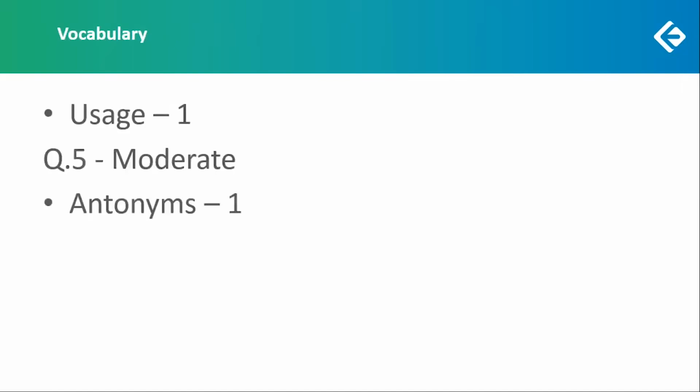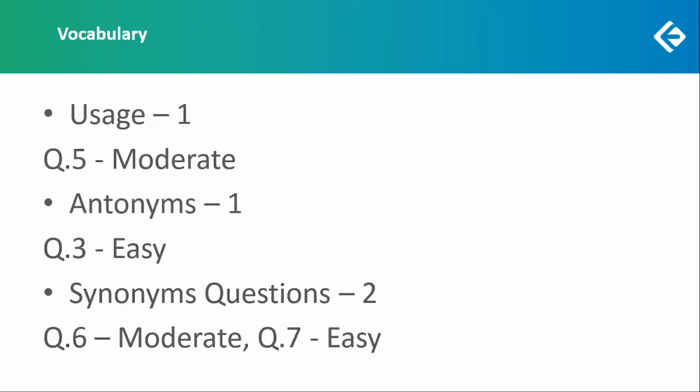Vocabulary, you had practically 4 vocabulary based questions. So you had 1 usage based question, which you could say was moderate in difficulty level, 1 antonyms based question, which was easy, 2 synonyms based question, out of which question 7 was easy and question 6 was moderate. So overall I'm looking at least 3 out of 4 here from a vocabulary perspective. Especially the antonyms question, which is easy, and the synonyms question, which was easy, were based on words which were pretty common, and the expectation is you would know the meanings of those words.